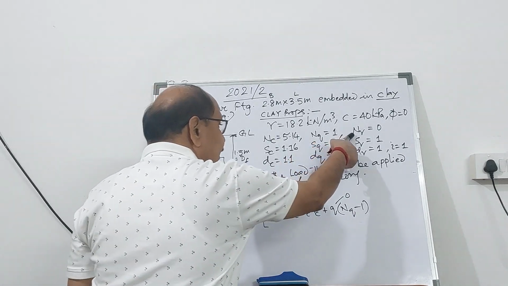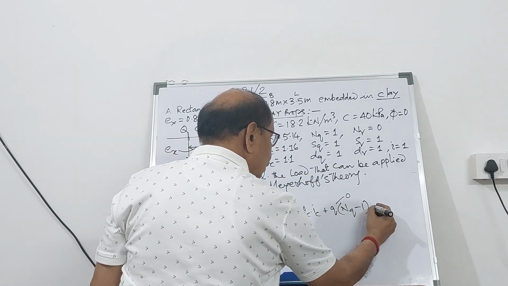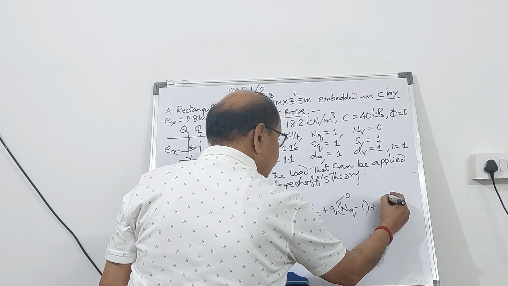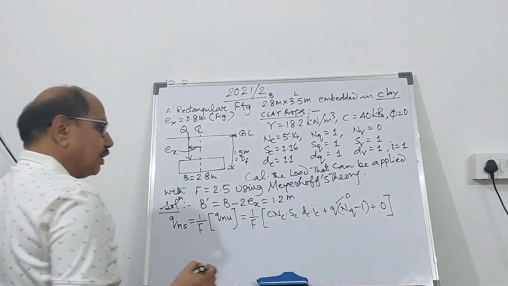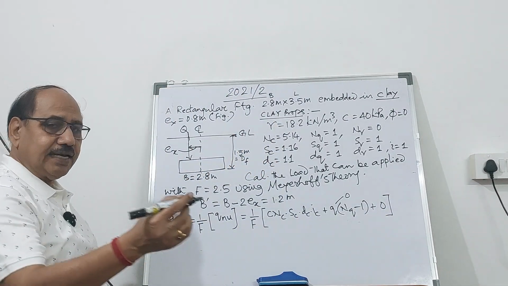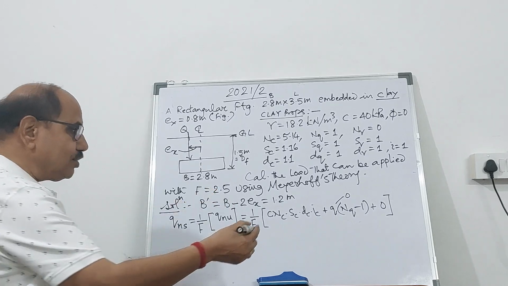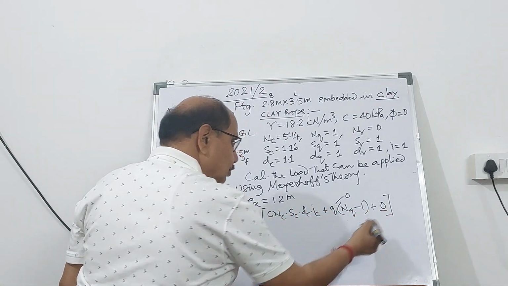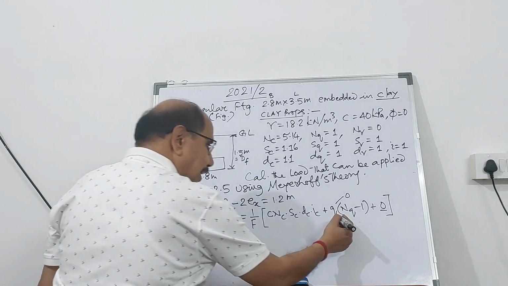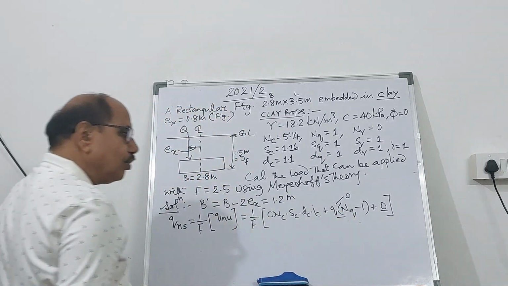And what is the value of N gamma? 0. So the last term will also become 0. 0.5 gamma B N gamma, so N gamma is 0, so the last term is going to be 0. Need not be written. The second term also becomes 0. Need not be written.